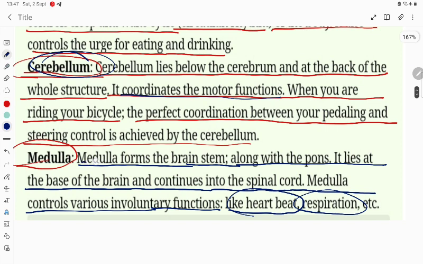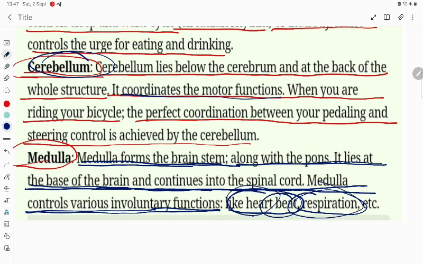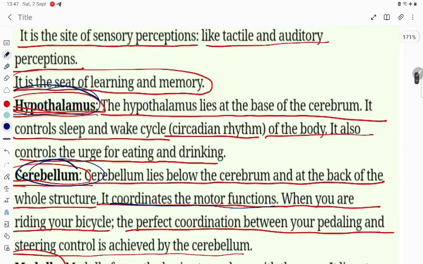The medulla forms the brain stem along with the pons. It lies at the base of the brain and continues into the spinal cord. The medulla controls various involuntary actions like heartbeat, respiration, and all that. Involuntary action is controlled by the medulla.